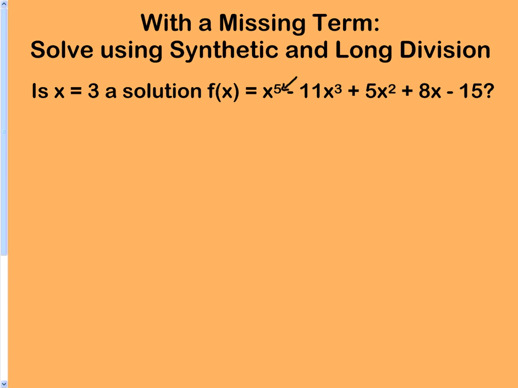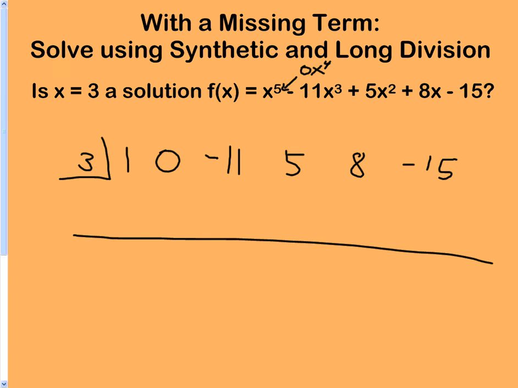In this spot right here, I should put a 0x to the fourth, because isn't 0x to the fourth going to be 0 anyway? So it doesn't change anything. I'm just putting in a 0x to the fourth there to hold a place. And then I write the problem: 3, and then 1x to the fifth, 0x to the fourth, -11x to the third, 5, 8, -15. All right? Now that you know this placeholder has to be in there, try that one. See if it comes out to either a 0 at the end or not. And that'll tell you whether or not x equals 3 is a solution or a root of that. I'll pause while you do that.